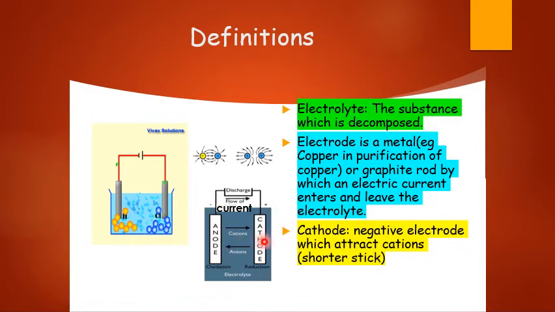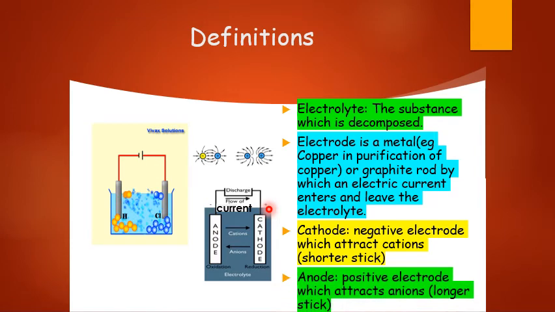So you have the cathode, and this is the negatively charged electrode, and it is attracted to the positive cation. And the cathode is the shorter stick. We're going to see that shortly. And then you have the anode over here, which is the positive electrode, which attracts the anions, which have a negative charge.